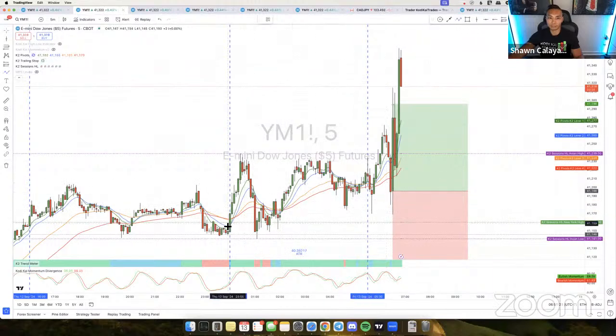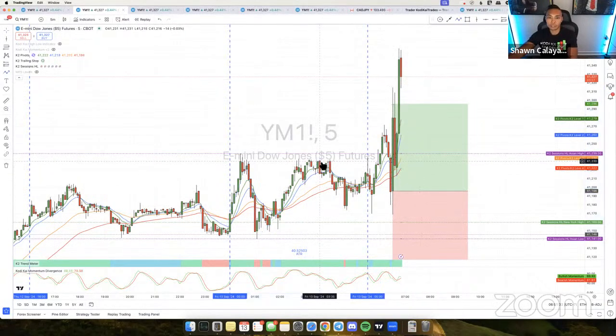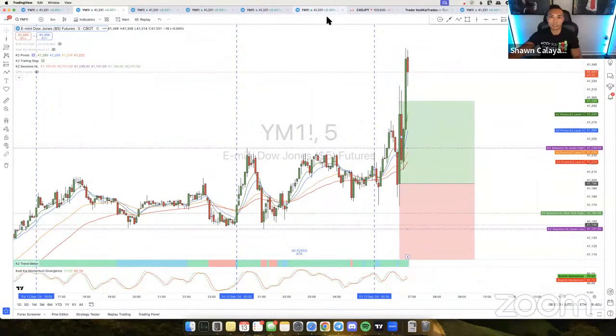You kind of see what happened here during London, right? Price got manipulated and it shot right back up. I expected the same thing here, and that's exactly what happened. Price was bullish, manipulation, shoot right back up. So I was like, okay, my fundamentals are bullish, my technicals are bullish.